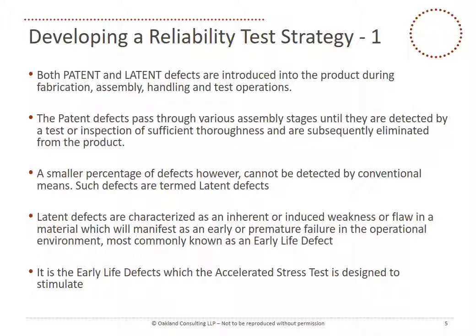Latent defects are characterised very simply as an inherent or induced weakness or flaw in a material that will manifest as an early or premature failure in the operational environment. And we call these early life defects. Very different from traditional standard reliability. We're focusing very much on the early life period because the defect mechanisms are different, and the type of testing we must do to stimulate them is also very different. And it's the early life defects which the accelerated stress test is designed to stimulate and to give best and maximum payback.